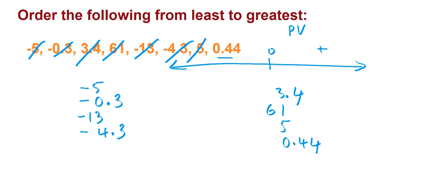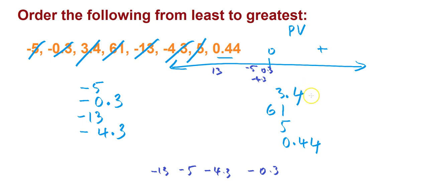Okay, so now it's a pretty simple way to do it. As with our negatives, we can just plot those on here if you like. There's a couple of ways to do that. You can just plot them on here, just estimate them. So -5, let's say, is here, minus 0.3 would be up here somewhere, -13 is down here somewhere, and -4.3 is in between those two guys. And so you'd immediately know that for sure the order of the negatives, the smallest is -13, next is -5, next is -4.3, and next is -0.3. So that's one way of doing that.